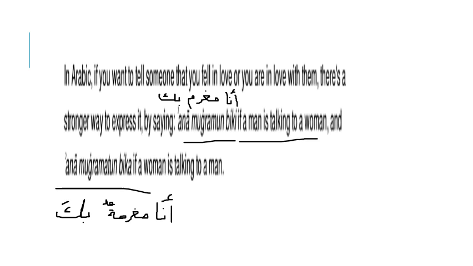Notice here, the word مغرمة, when the woman is talking to a boy, we use the ta marbuta because she is feminine. She is the one who loves this boy. And here we said بِكَ because she's talking directly to a boy. While in the other scenario, when the man was talking to a woman, we said أنا مغرم because the one who's talking is a boy. And because this man is talking to a woman, he said أنا مغرم بك. So this kasra signals for كي.